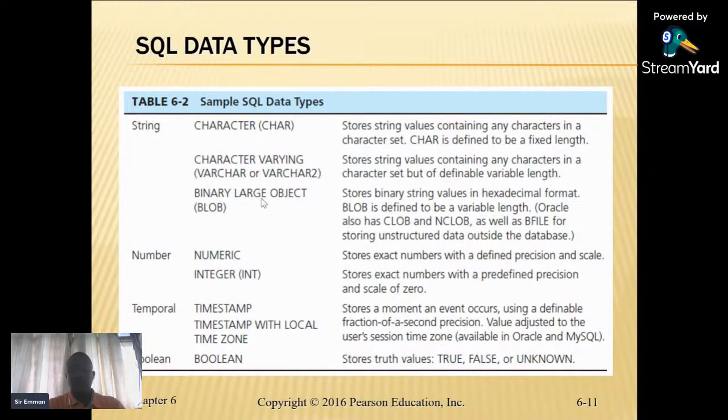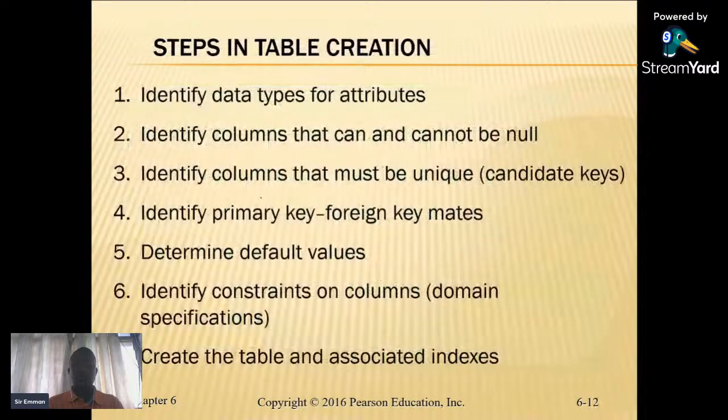Storing numbers with a prefix precision or scale of what? Then we have the timestamp. Temporal is dealing with time, so for seconds, date, etc. Boolean values, we are looking at true or false, yes or no. And that's what we're looking at.